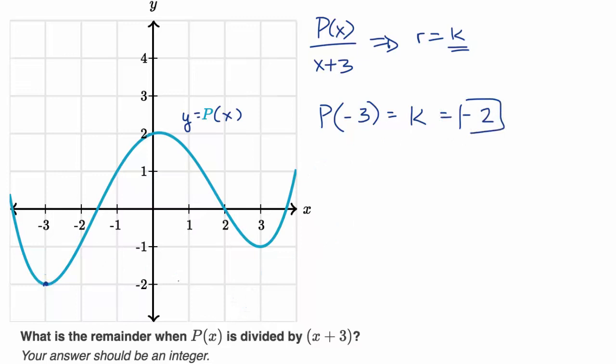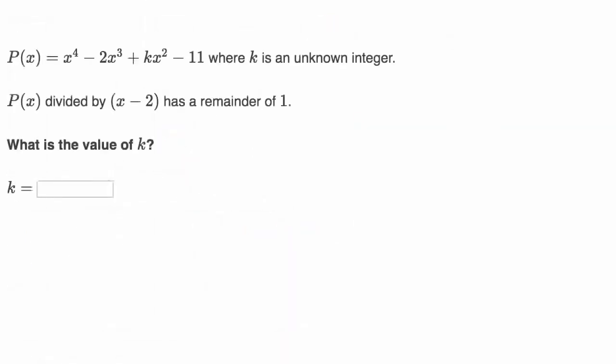Let's do another example. Actually, let's do several more examples. Here, we're told that p of x is equal to all of this business, where k is an unknown integer. Very interesting. P of x divided by x minus 2 has a remainder of 1. What is the value of k? So pause this video again, see if you can work it out.